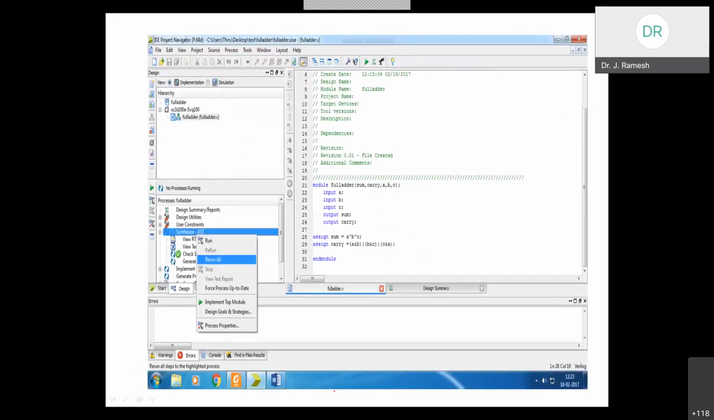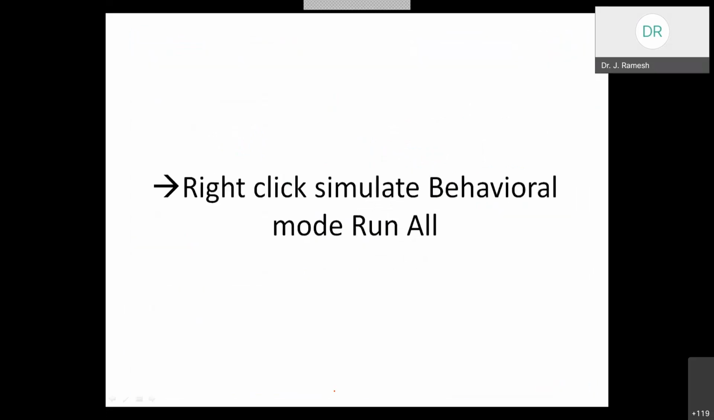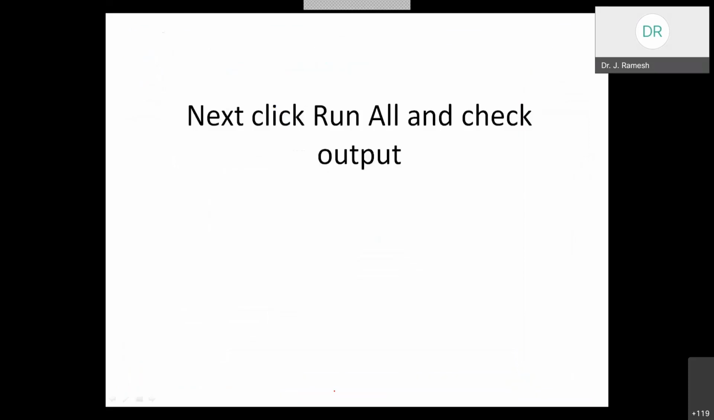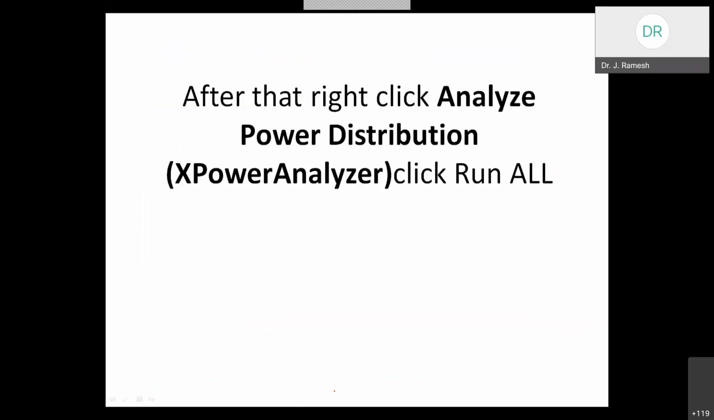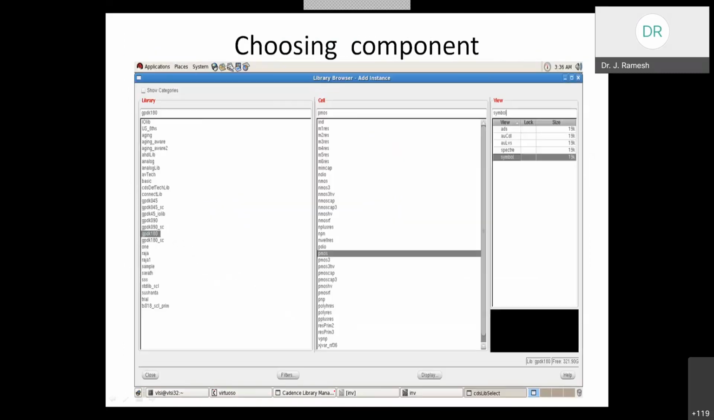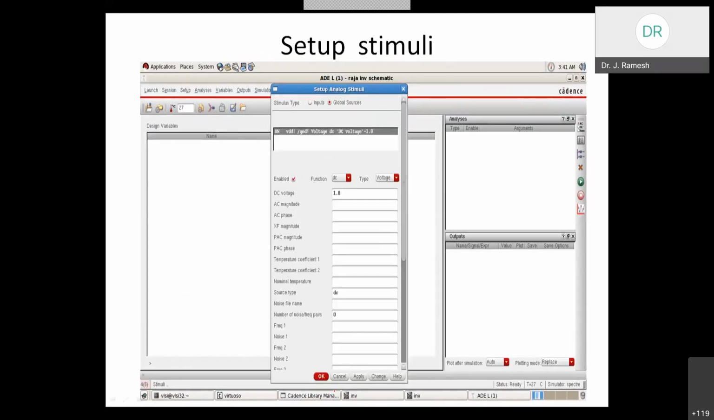I have given how to estimate the power using the Xilinx tool, that is with the help of XPower Analyzer. For most of you it may be known. Just for the estimation purpose, I've given that, and also how to estimate the power in Cadence. That flow also I have given here. Probably you can go through it later.